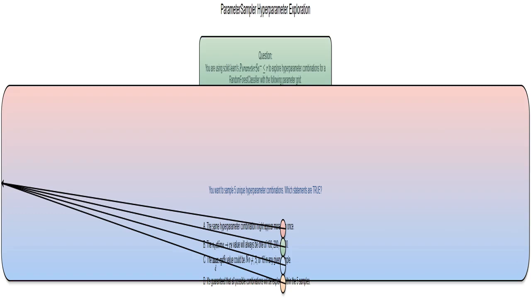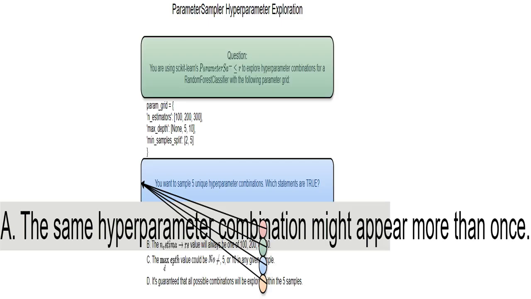I want to randomly pick only 5 combinations from all the possible settings in my param_grid to test. It's like randomly grabbing 5 different cake recipes. Because I'm randomly selecting only 5 combinations, there's a chance I'll pick the same one more than once. This is because there are many more possible combinations than I am sampling.